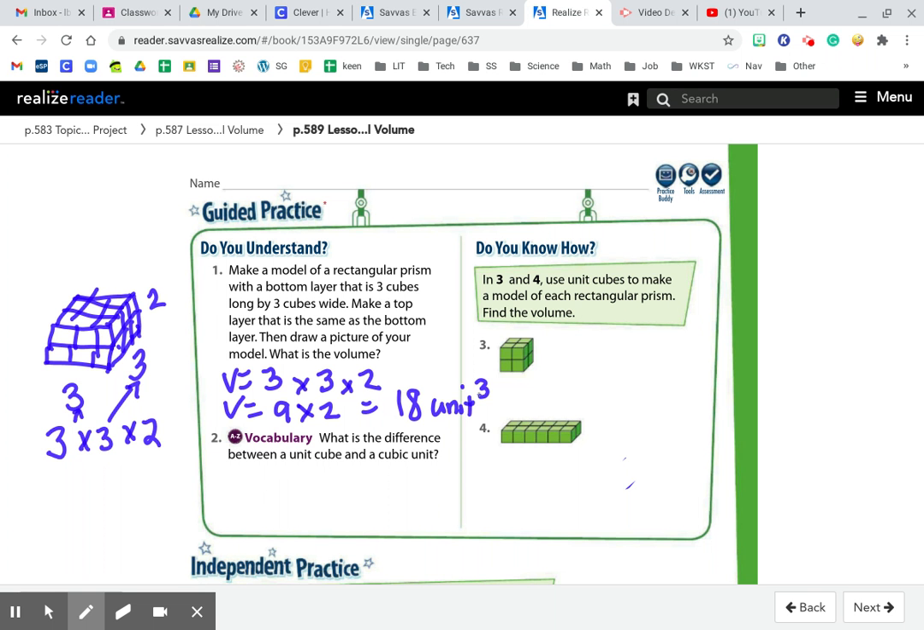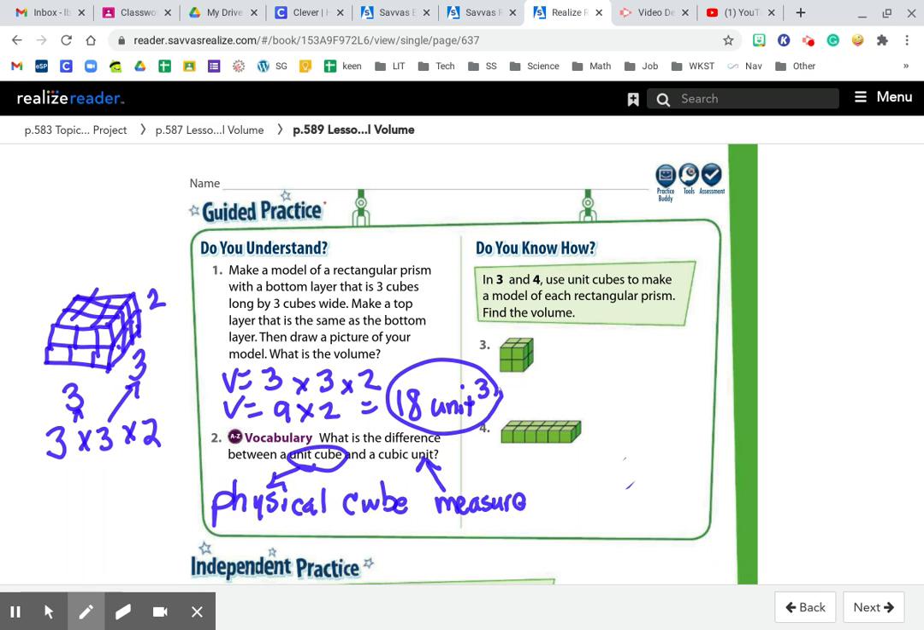We put a 3 there to show cubic. We put a 2 to show square. What is the difference between a unit cube and a cubic unit? Well, a unit cube has a measure of 1 unit long on each edge. A cubic unit is a unit of measurement. So a unit cube is like, if you want to think of it as a physical cube. And a cubic unit is the measurement. So in our problem above, this is made up of 18 unit cubes, and it has a measurement of 18 cubic units. I know, it's a little crazy and confusing.